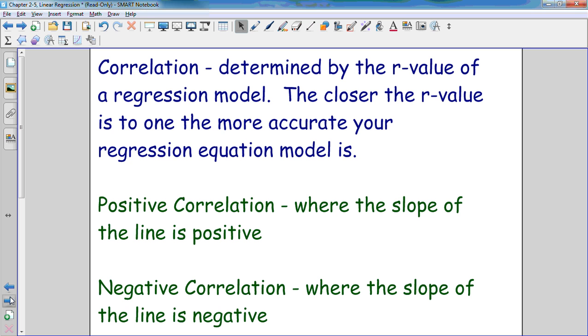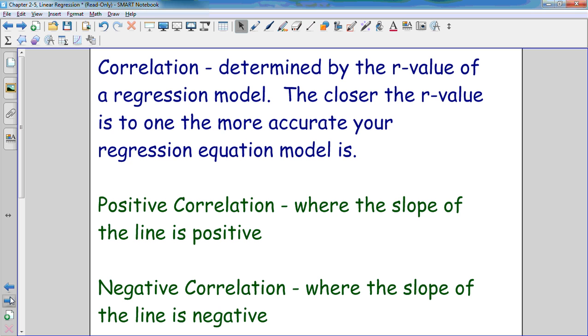Correlation. Correlation is determined by the R value of a regression model. So we're using a linear regression today. Based on the R value, the closer the R value is to 1, the more accurate your regression model is. So if you're doing statistics and you find some data and you do a regression model and your R value was not close to 1, that means your model probably isn't very good. But if it's really close to 1, like 0.997, it's going to be somewhere between 0 and 1. It's like 0.997.